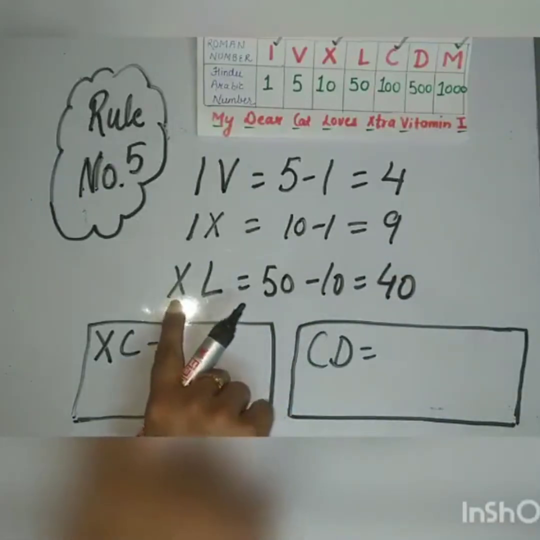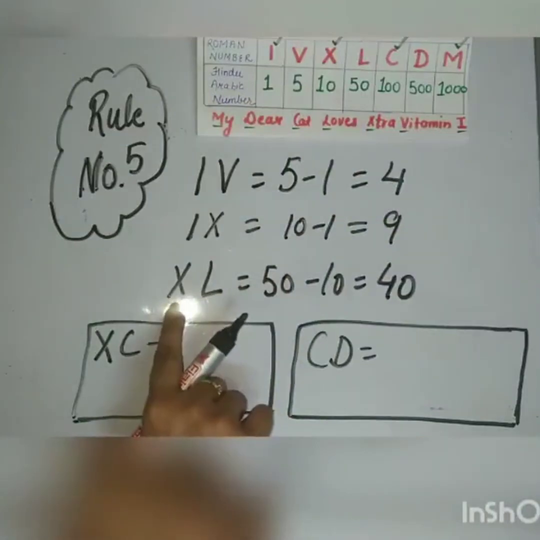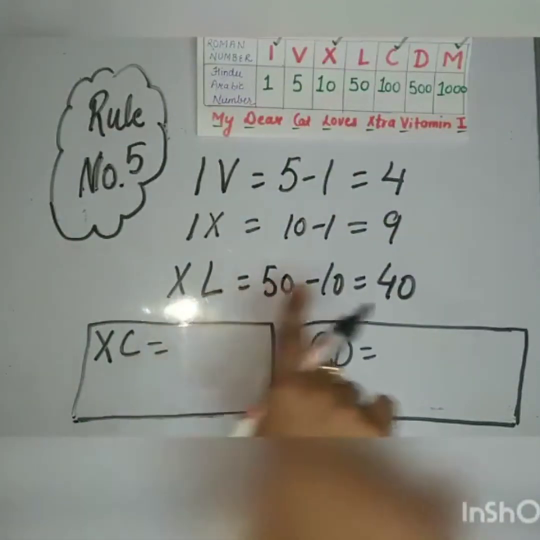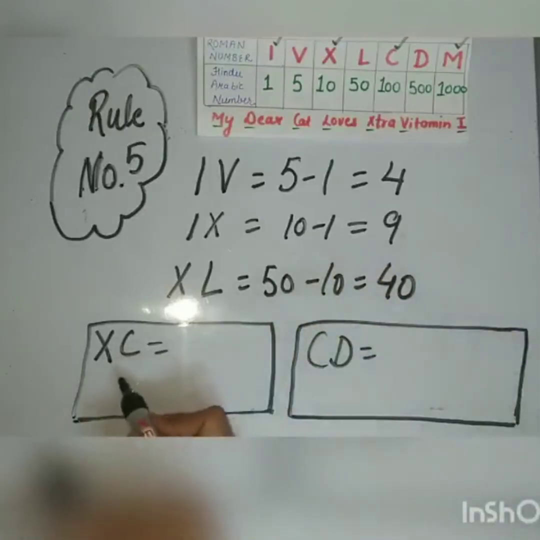X represents 10. L represents 50. The smaller value 10 is written on the left side of 50. So 10 is subtracted from 50. You will get 40.